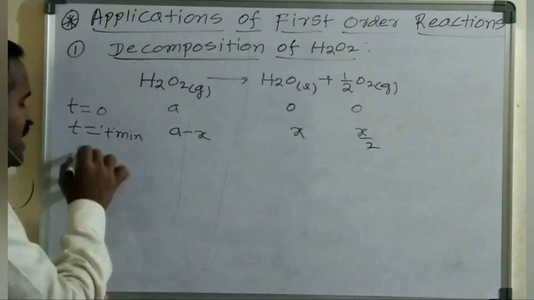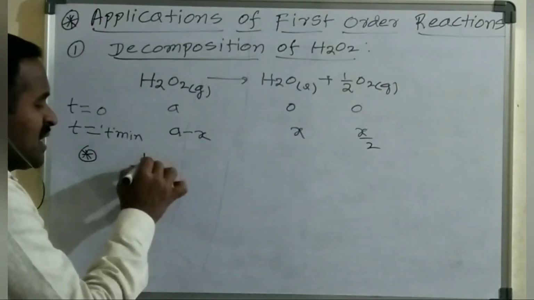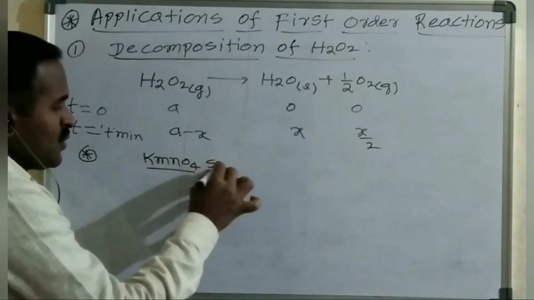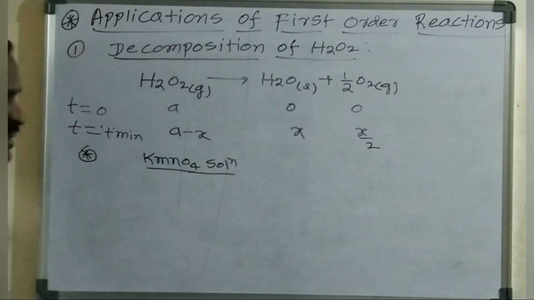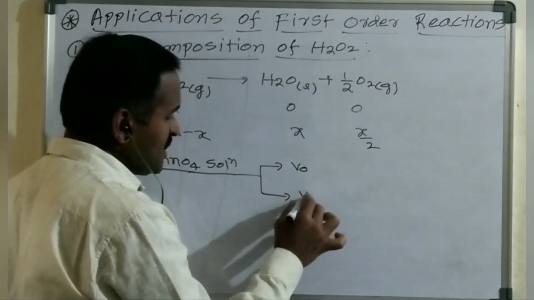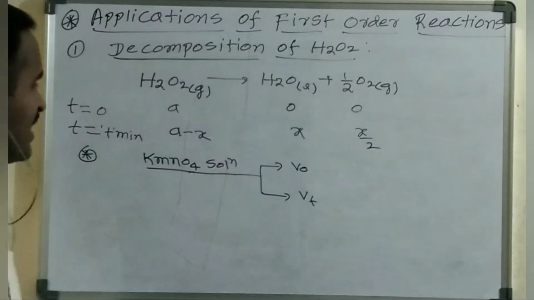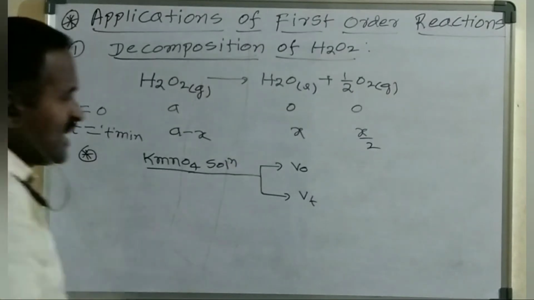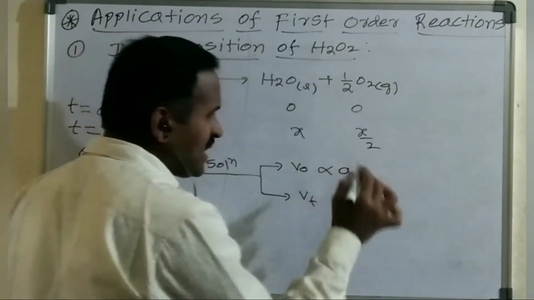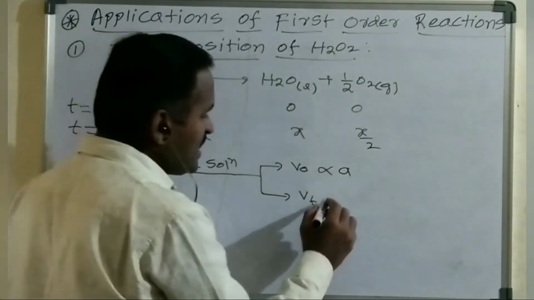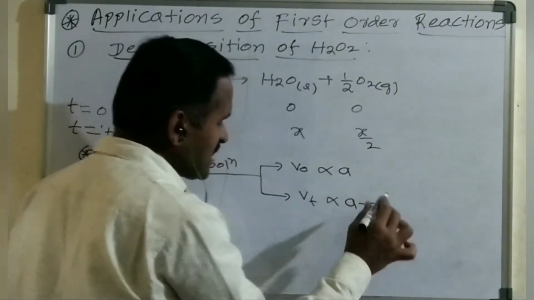So the progress of the reaction is determined by titrating it with KMnO4 solution. There are two volumes of KMnO4 solution: V0, the initial volume, and Vt, the volume at a particular time. V0 is directly proportional to the initial concentration of hydrogen peroxide, a, and at a particular time the volume Vt is directly proportional to a minus x.